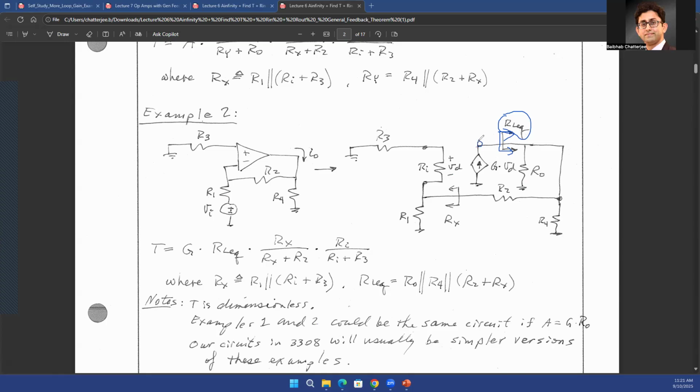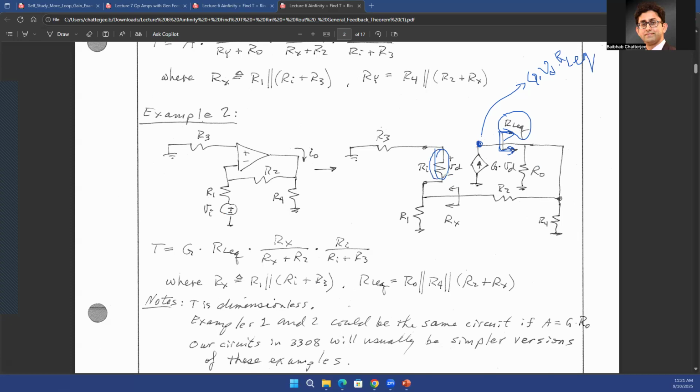So what will be the voltage at this node? The voltage at this node is going to be the current multiplied with the resistance. Again, Ohm's law. What is the current? Current is G times VD, the transconductance times the input voltage of the op-amp. What is the resistance that you see at this node? The resistance looking on the right side is equal to RL equivalent. So G times VD times RL equivalent is basically the voltage at this node.